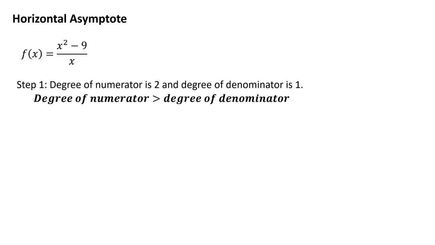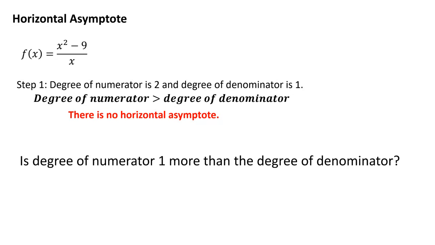Now let's check for our horizontal asymptote. And we can see that on this particular function, the degree of the numerator is 2, and the degree of the denominator is 1. So the degree of the numerator is greater than the degree of the denominator. So on this particular problem, there is no horizontal asymptote. Okay. So again, this is going to happen when the degree of the numerator is larger than the degree of the denominator.